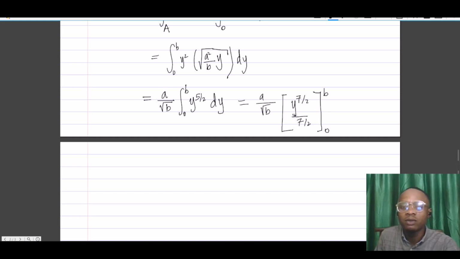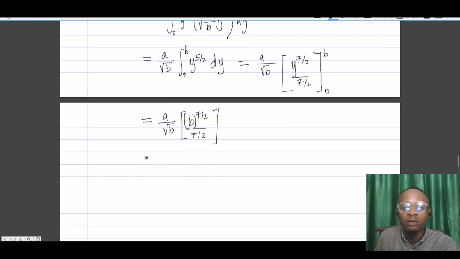So we set y equal to b and keep our result, then set y equal to 0 and keep the result as well, and subtract it from the previous one. So this is going to be a over root b times b to the power 7 over 2 divided by 7 over 2, then minus the same expression with 0 put in, that's 0, so we can just ignore that completely.